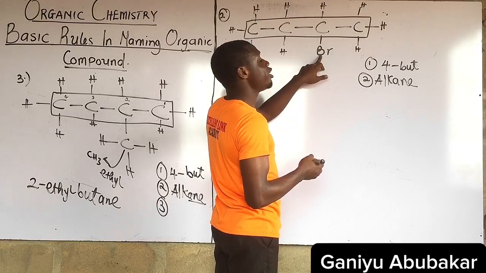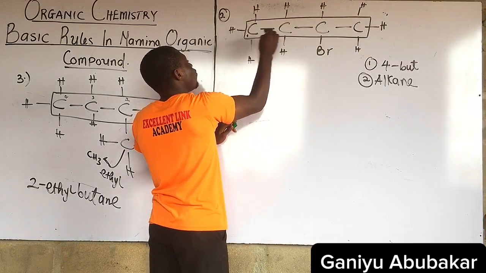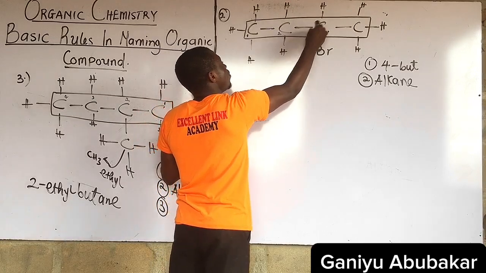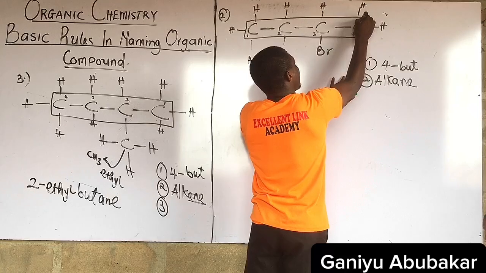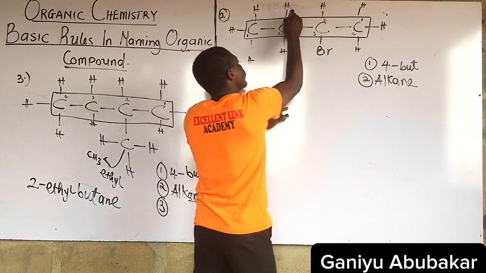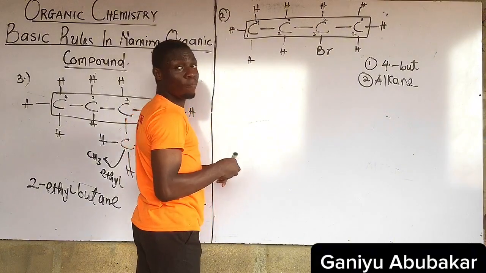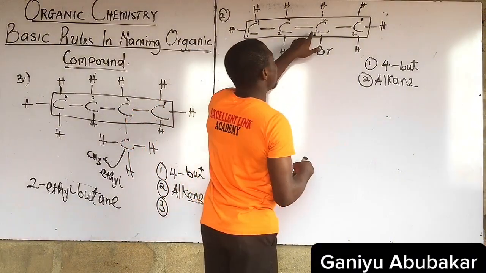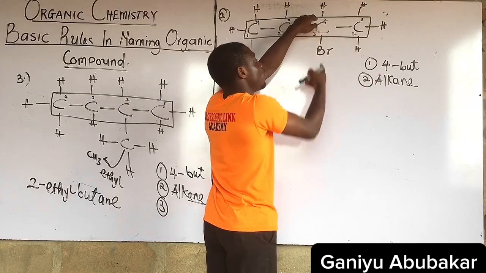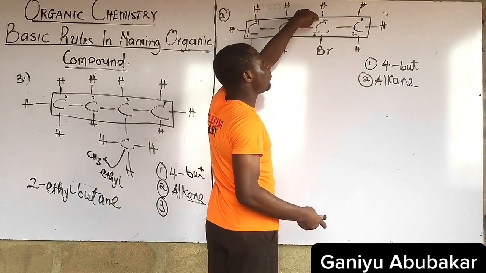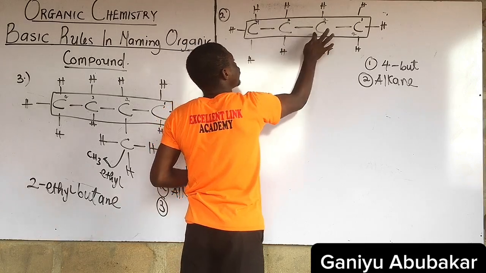So I'll look for the least possible number to the substituent. Using my upper numbering, I have 1, 2, 3, 4. Lower numbering, I have 1, 2, 3, 4. I will pick the least number substituent. In between upper numbering and lower numbering, which one gives the least number to the substituent? Bromine. That's what? Lower numbering. So I'll discard what? The upper numbering and go with what?